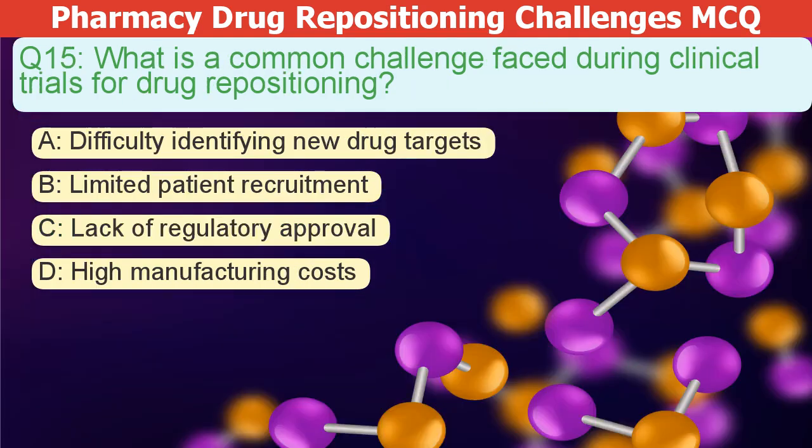What is a common challenge faced during clinical trials for drug repositioning? A. Difficulty identifying new drug targets. B. Limited patient recruitment. C. Lack of regulatory approval. D. High manufacturing costs.